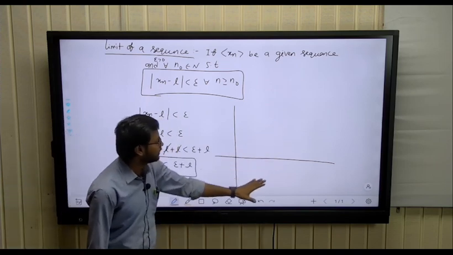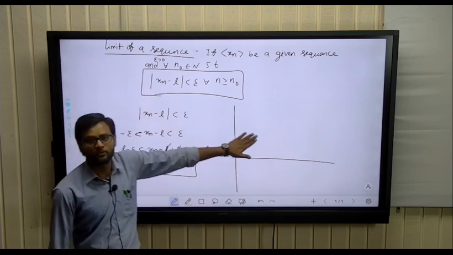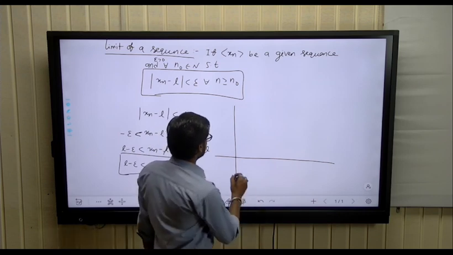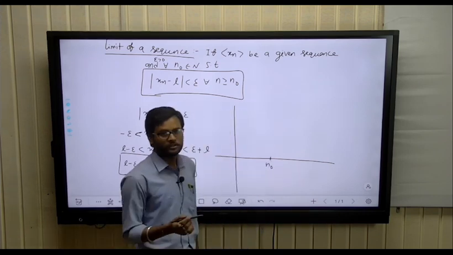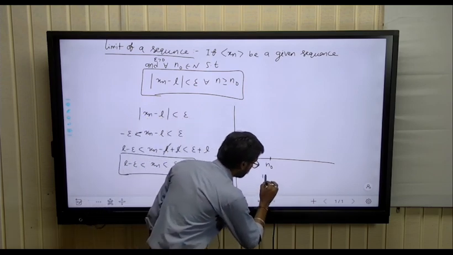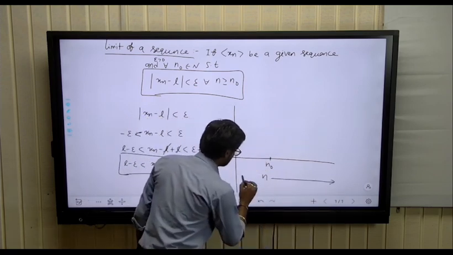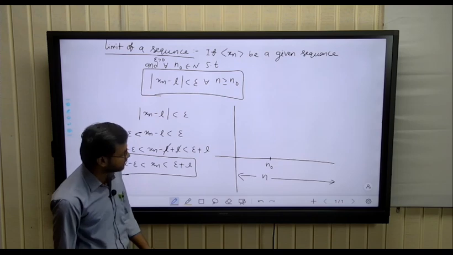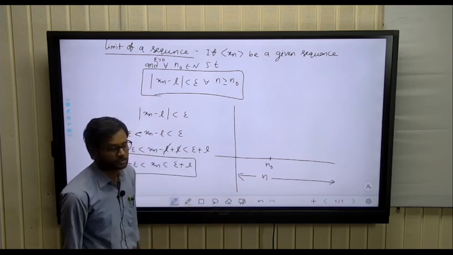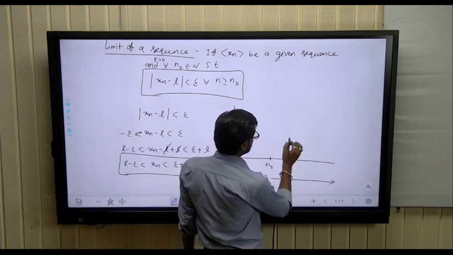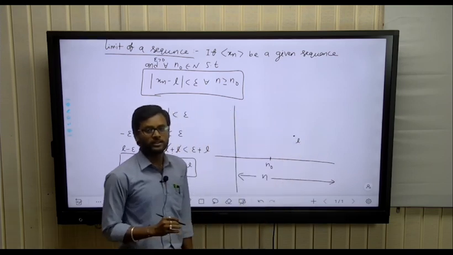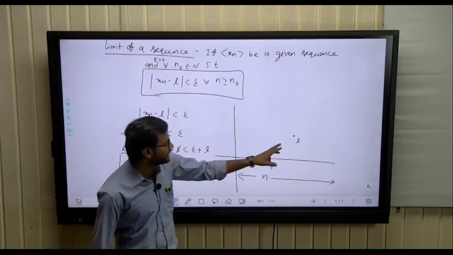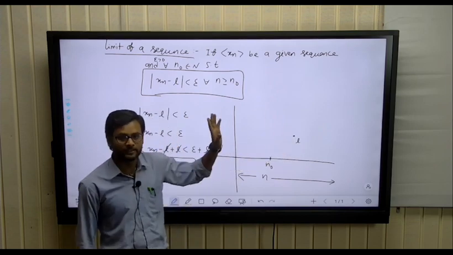Now we see this in a geometrical manner. See, suppose that here is the number n naught. n naught is a natural number. This is the line of natural numbers. I suppose that here is n naught. Now suppose that this is the point L, suppose that the sequence has a limit L, which is the point here.